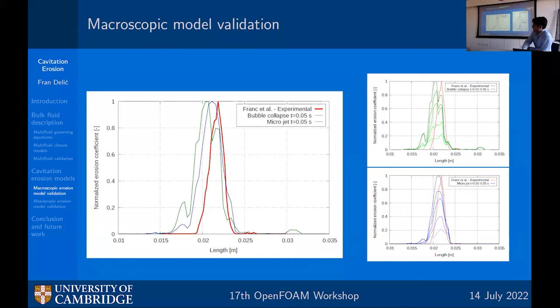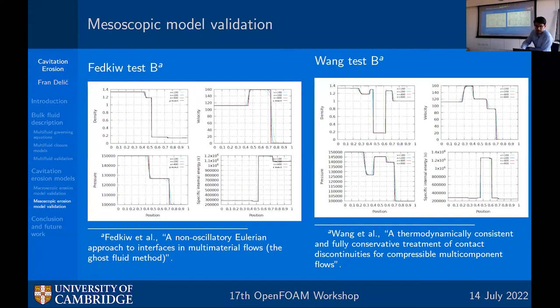agreement with experimental data. And lastly, mesoscopic model is validated. Here we can see two simple one-dimensional tests. On the left is a test from Fedkiw et al., I believe, yes, showing a good agreement with analytical data and good convergence with increasing number of cells. And on the right is a similar test with a more complex initial conditions.